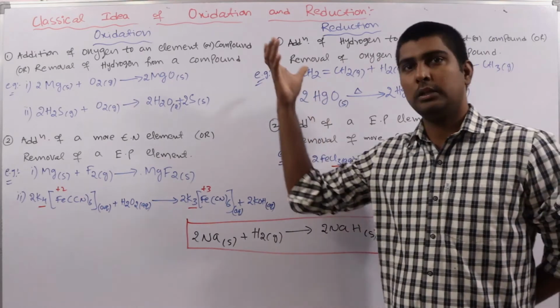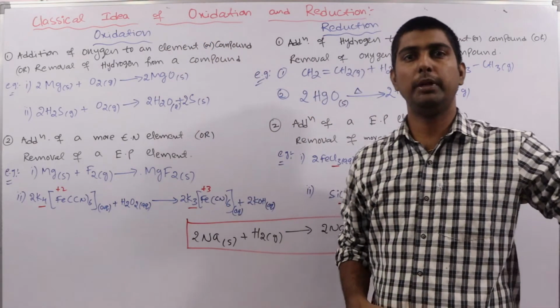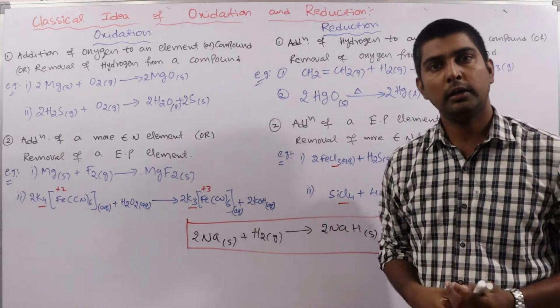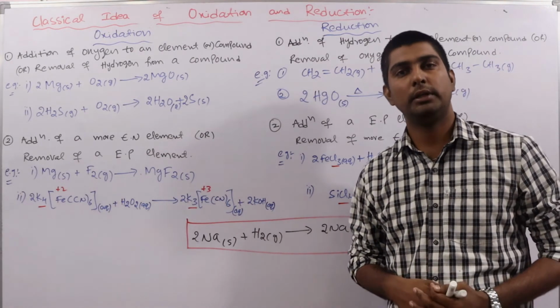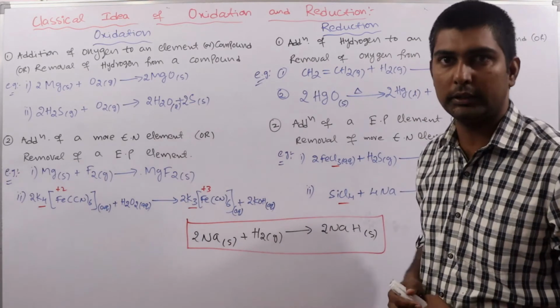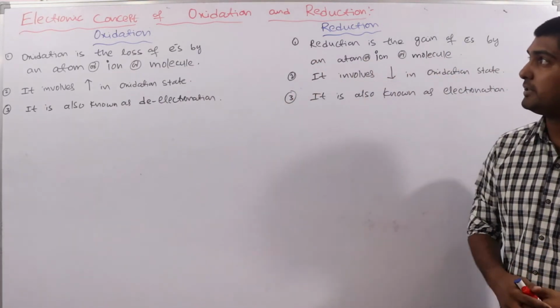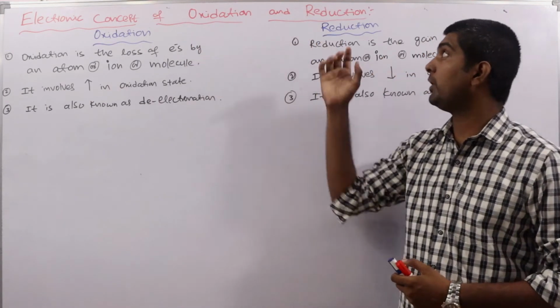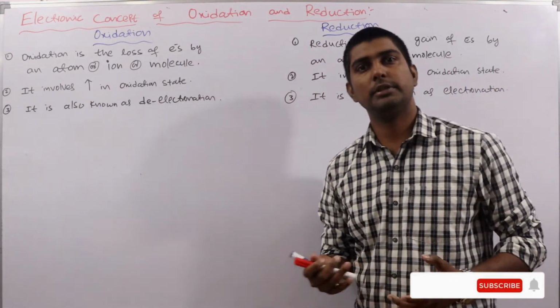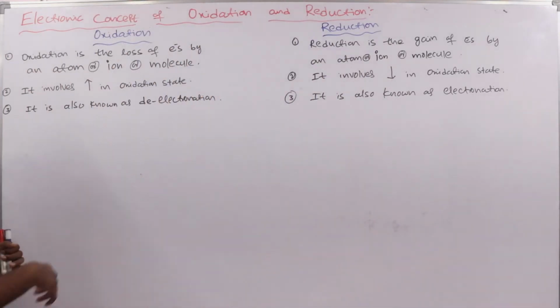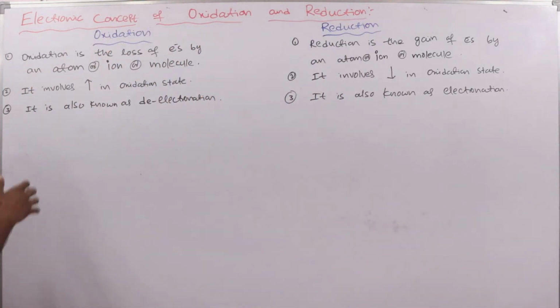This concept is not applicable for all types of reactions, so that's why the electronic concept is introduced, which is applicable for all the reactions. That we discuss now. Now let us discuss the electronic concept of oxidation and reduction, which is applicable to all the reactions. First let us see the oxidation.